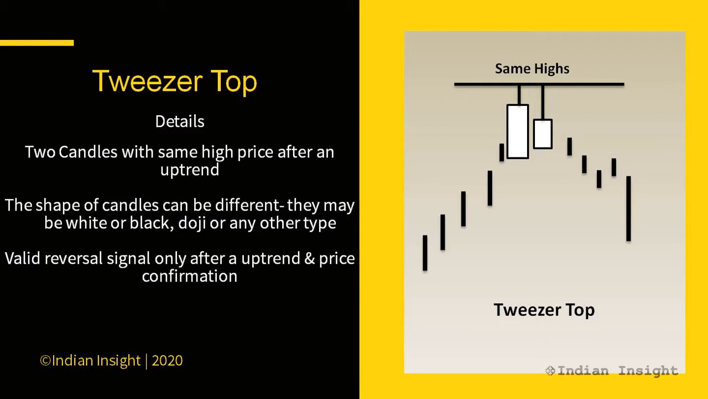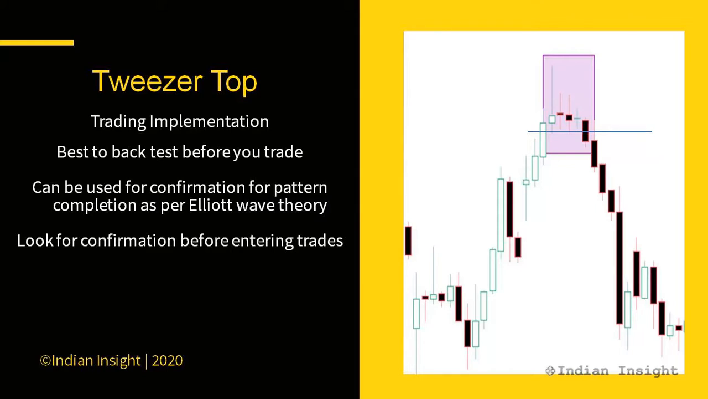This is the same as before. Firstly, the shape of the two candles don't matter. So they could basically be any candlestick pattern as long as they have the same high price. Secondly, the two candles with the same high price will constitute a reversal signal only if they appear after an uptrend. So it is key that an uptrend must be in progress and then we see a Tweezer top pattern. Once the pattern appears, we cannot initiate a short position immediately. Instead, we should wait for price confirmation, which would occur once the prices go below the lower low of the two candles.